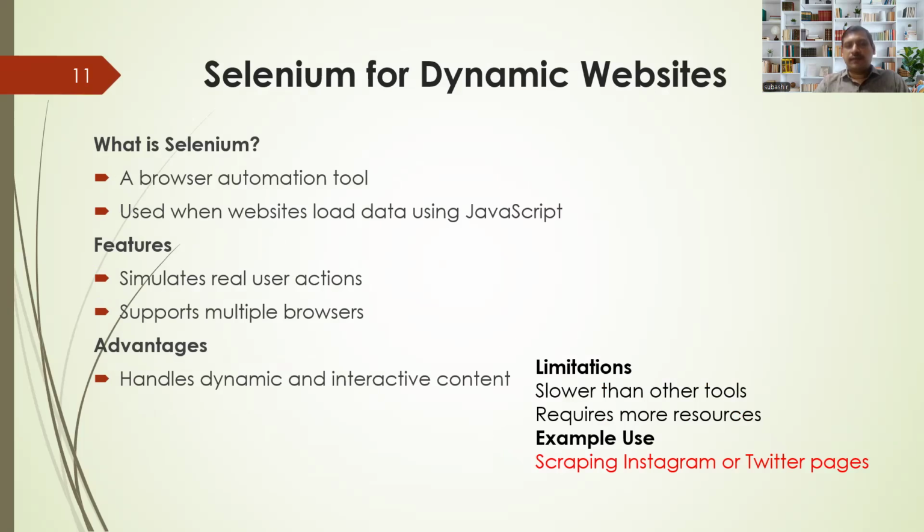Selenium for dynamic websites. What is Selenium? A browser automation tool called Selenium. It is used when websites load data using JavaScript. What are the features? It simulates real user actions. It supports multiple browsers. The advantage is it handles dynamic and interactive content. The limitation is it's slower than other tools and requires more resources. The example is scraping Instagram or Twitter pages.